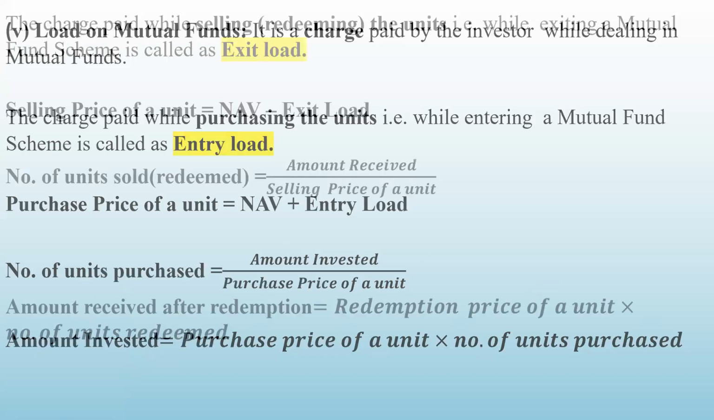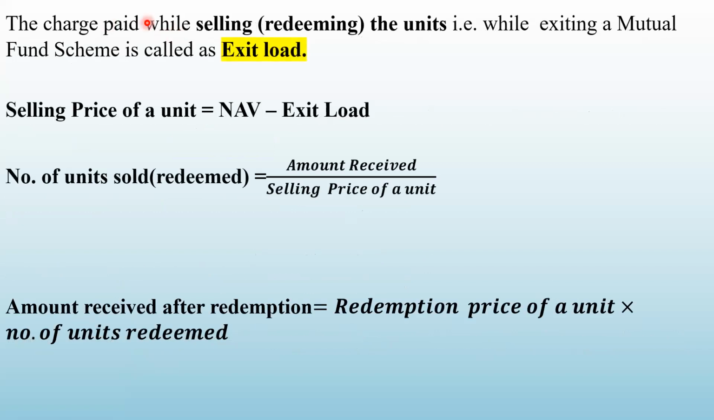Similarly, the charge which is paid at the time of selling the units, selling also called redeeming, is called an exit load. So selling price is calculated as NAV minus exit load. It is in a similar way, like in shares, if you want to find out the selling price of a share, you subtract the brokerage from the market price, correct? Market price minus brokerage. Similarly here, NAV minus exit load. Then you can find out number of units sold or redeemed. It is the amount received divided by selling price of a unit.